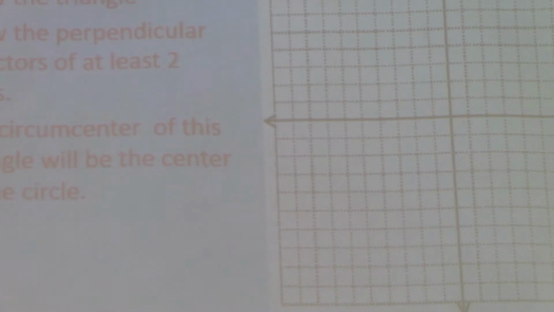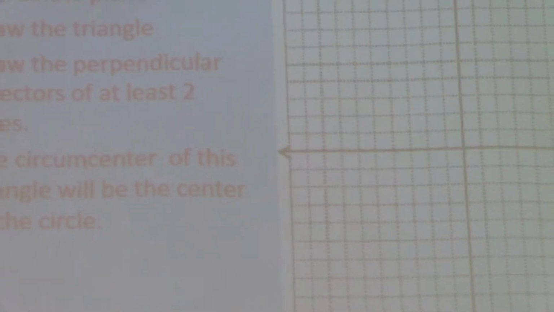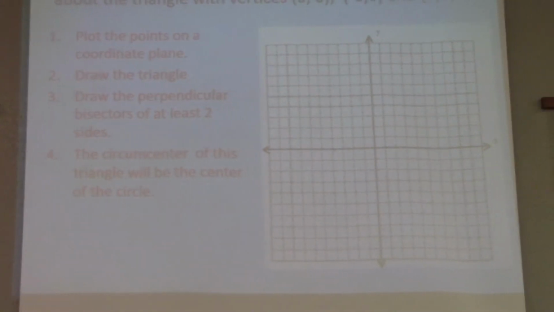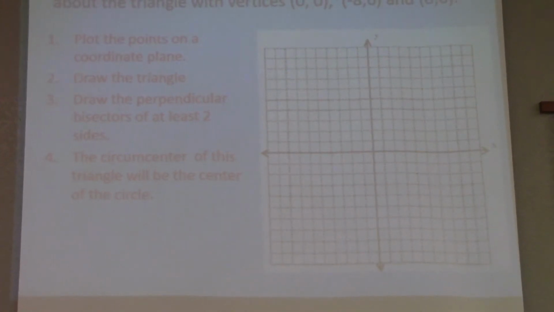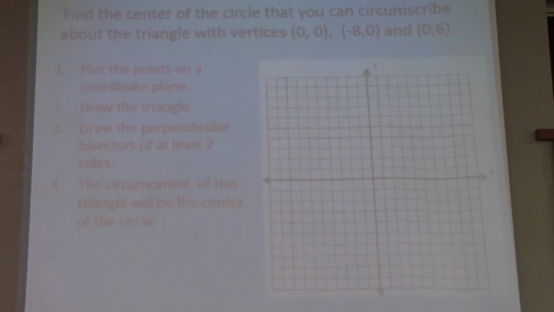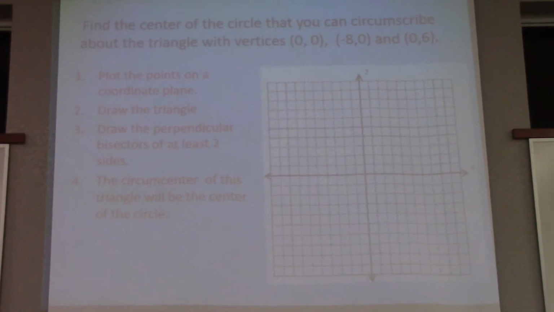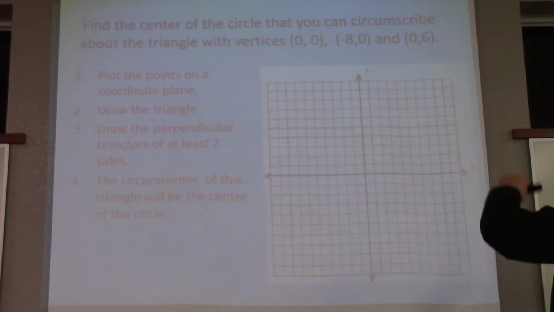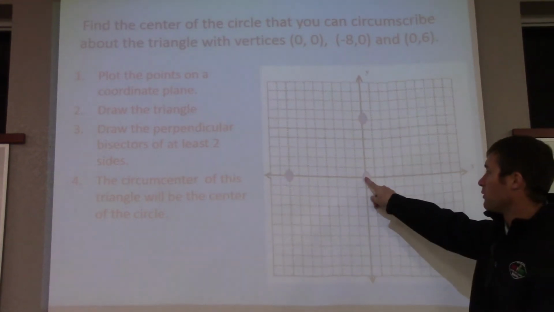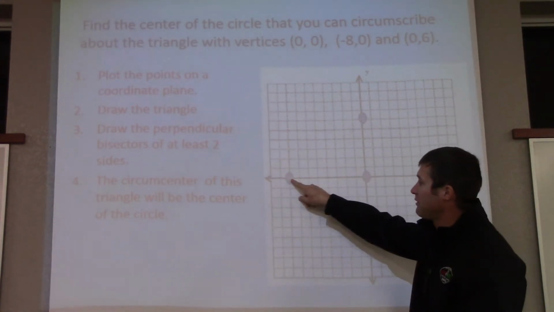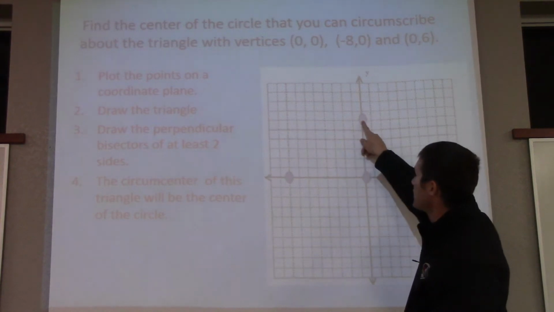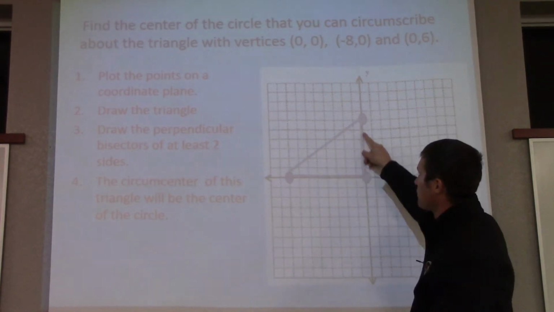So we're going to go ahead and do an example with this. So what we want to do is find the center of our circle that you can circumscribe about the triangle. So that would go outside of our triangle. So first, let's just plot the points. So (0, 0), we plot (0, 0), (-8, 0), and then (0, 6). And we have the triangle that forms right here.